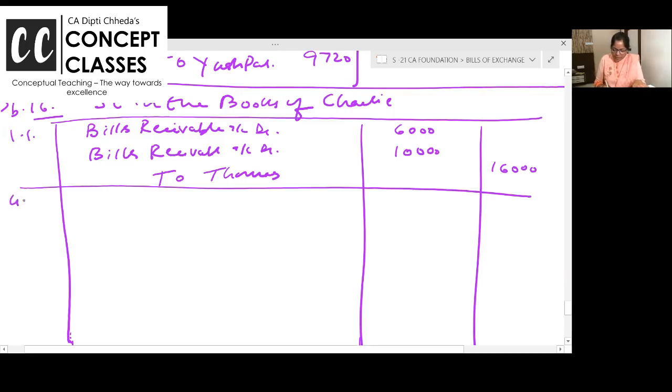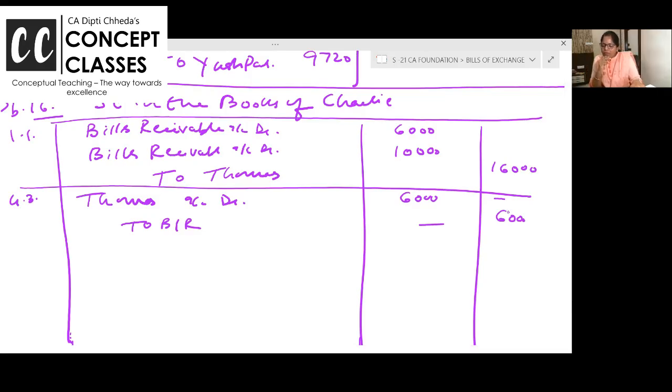Now first bill कोई time है अभी तो 2 months का. Before that on 4th March, Thomas requested Charlie to renew the first bill. तो पहले तो first bill dishonor होगा. Thomas account debit 6,000 to bills receivable 6,000. First bill, the due date was 2 months. 1st February, 1st March. So 2 months me he could not pay and he has asked to cancel that bill.